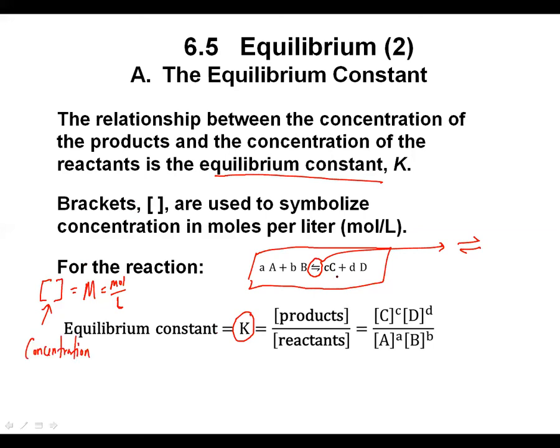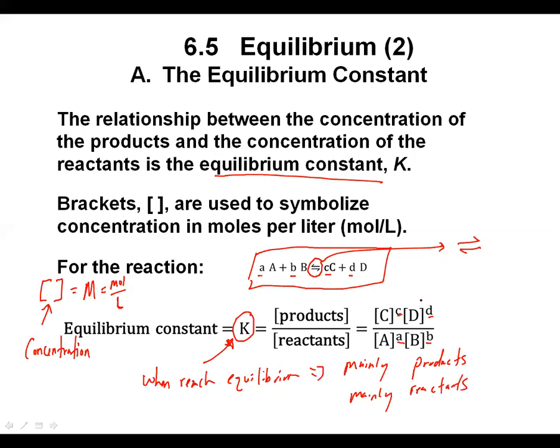And we do take the coefficients from the balanced equation, and they become our exponents when we do that calculation. So we take the concentration of our products, we divide it by the concentration of our reactants, and that will give us this value of K. And this value of K is important in the sense that when we reach equilibrium, it will tell us: do we mainly have products there? Do we mainly have reactants there?